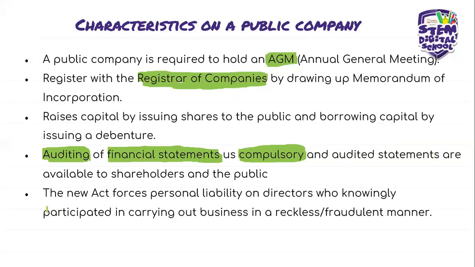And audited statements are available to shareholders and the public. So those audited statements must be available to the public and shareholders. Remember, in a private company, the audited financial statements were only available to the shareholders, not the public. And also the shares in a private company were only available to the existing shareholders of the company, not the public. But a public company, it's everyone. Private means limited people, whereas public means unlimited. Anyone can come and buy whatever shares you are selling under a public company.